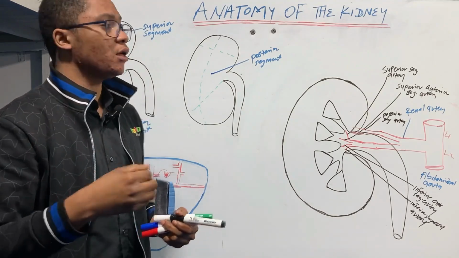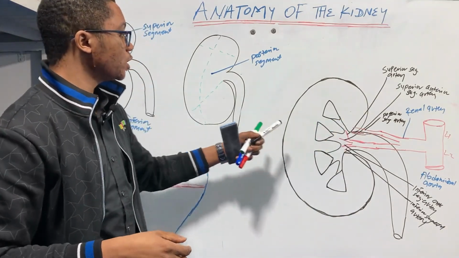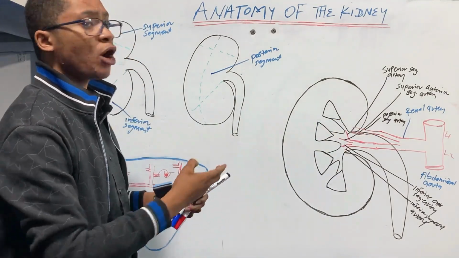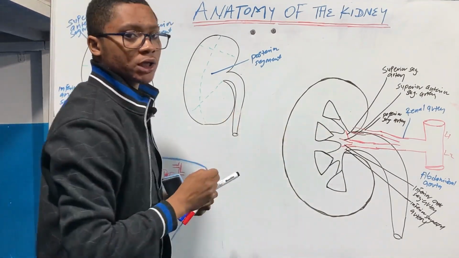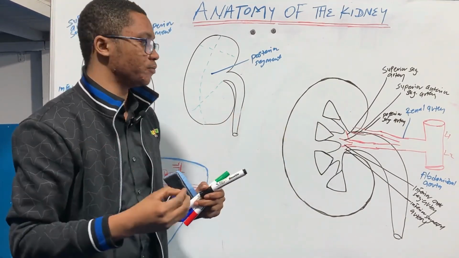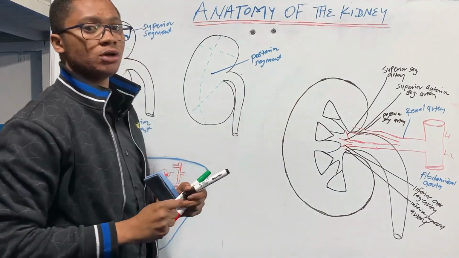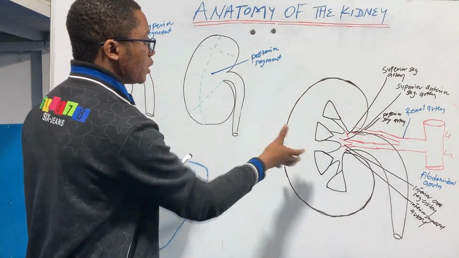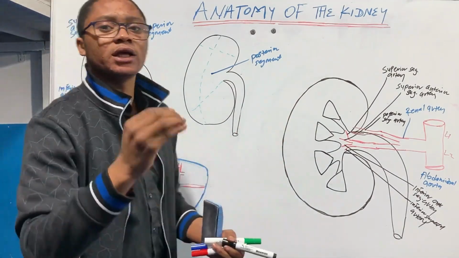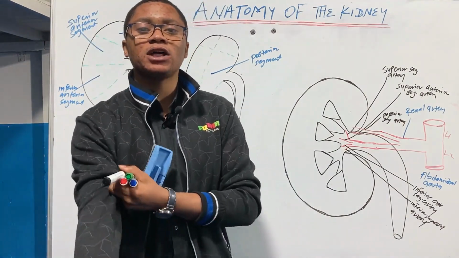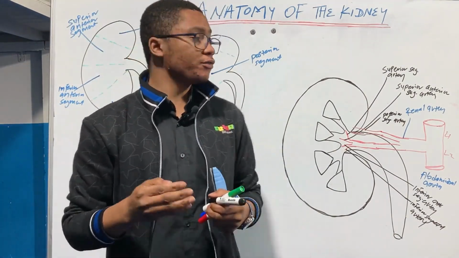So this is how the renal artery branches into the kidney. We'll come back to how they continue into the kidney, but first off, let's look into the internal anatomy of the kidney. The internal anatomy of the kidney is divided into 2 parts.